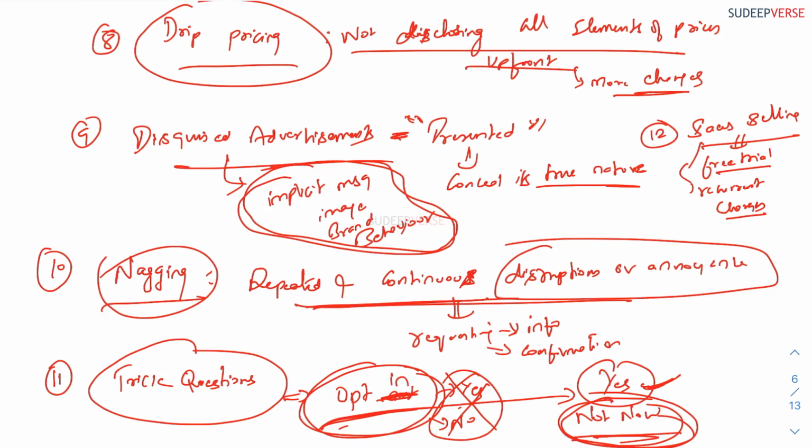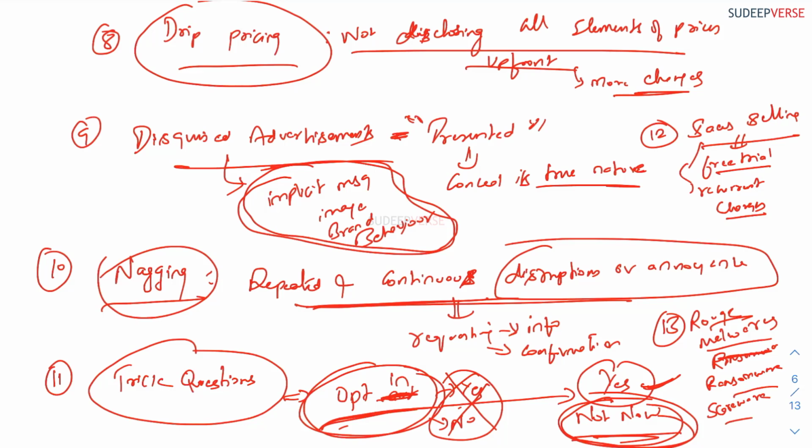Okay. And the 13th and the last one is rogue malwares. Rogue malware like ransomware and scareware.